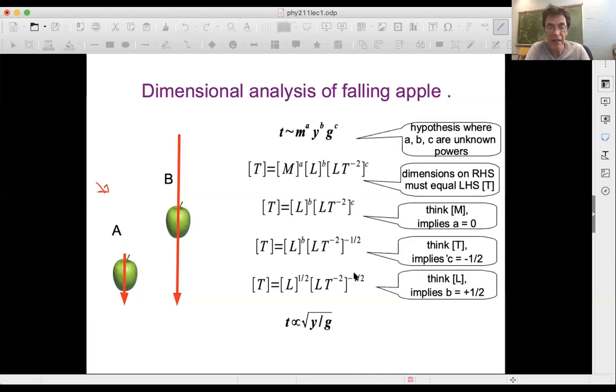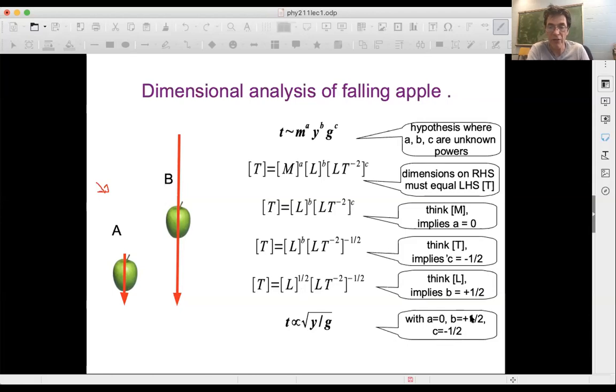And then finally, I just had to do the same thing for length. This product of this length here to the power B and this length, which is to the power -1/2, must cause the length to vanish, because we only have time on the left-hand side. And so it has to be that B is a half, because then length to the half times length to the -1/2 causes the length to vanish.